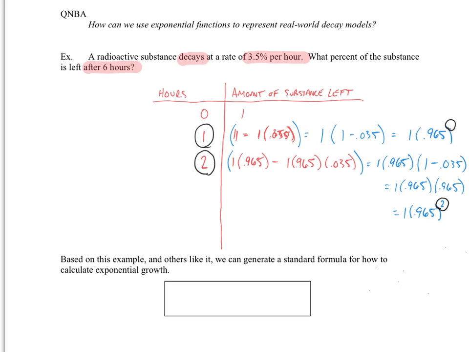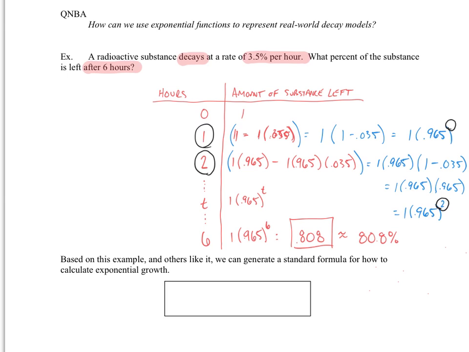So it doesn't really matter at this point how many hours we choose. T hours later, we're going to have 1 times 0.965 to the t power. And we're asking for 6 hours later, so let's make that calculation now. We're going to have 1 times 0.965 to the 6th power, which equals approximately 0.808. So that's how much of the substance is left at this point, which you could rewrite as about 80.8% if you want to look at it like that.